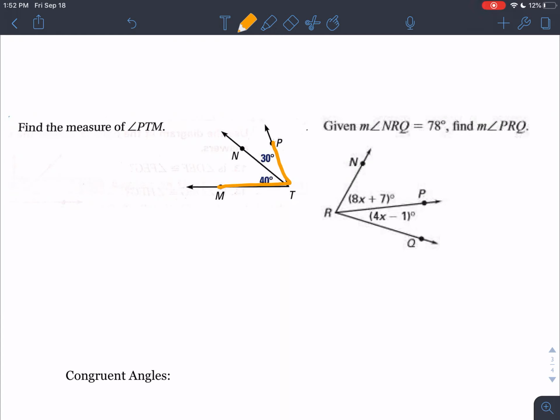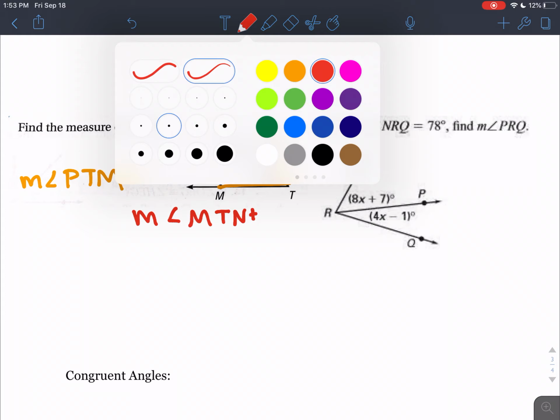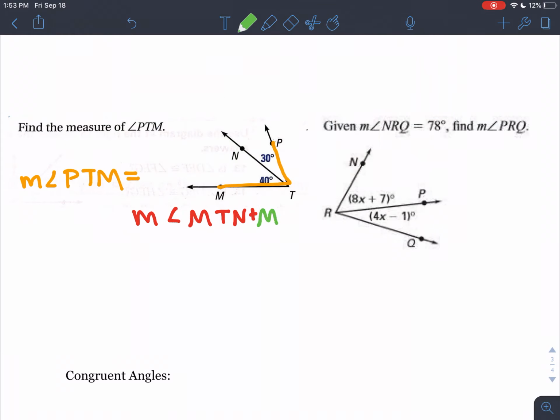From the angle addition postulate, we know that the measure of angle PTM, this is shorthand for the measure of an angle, is equal to the measure of angle MTN plus the measure of angle PTN. That's what the angle addition postulate tells us.